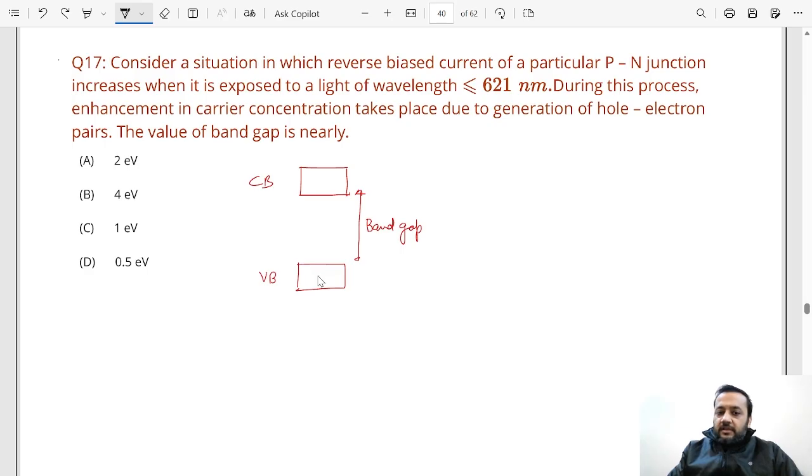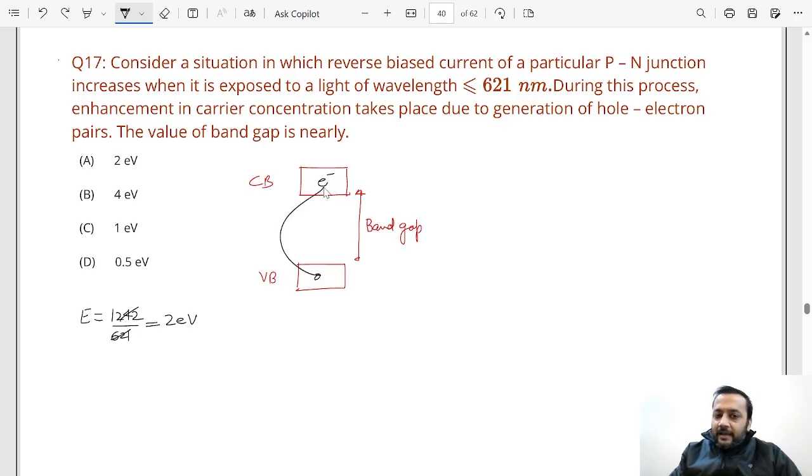If electrons reach here, the hole will be created here and the electron will be created here, so electron-hole pairs are getting formed. This happens if the light has a wavelength less than or equal to 621 nanometer, so that the electron can at least jump here. Let's first calculate the energy of this wavelength. The energy of a photon is 1242 divided by wavelength in nanometer, so this becomes 2 electron volt. That means if a photon of at least 2 electron volt energy falls, the electron will be able to make this transition.